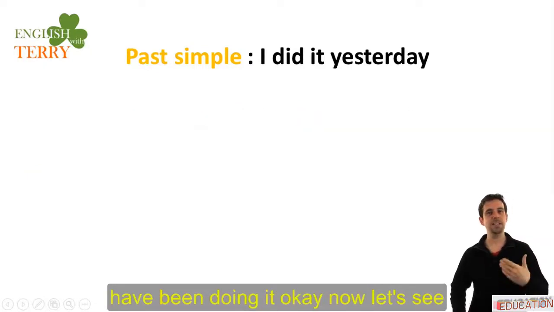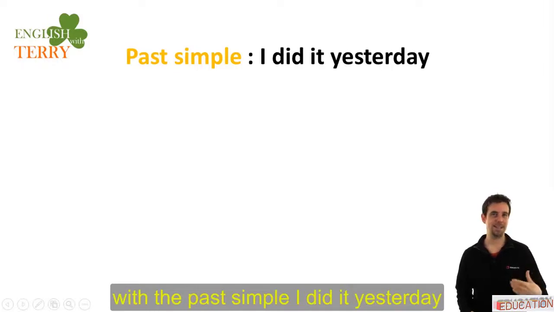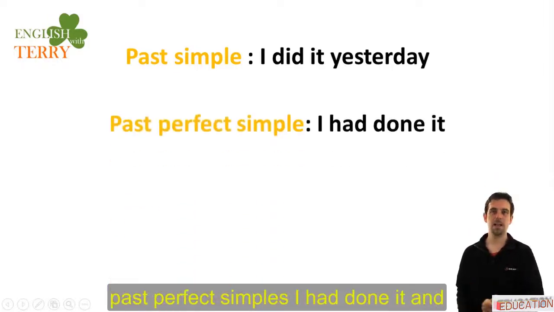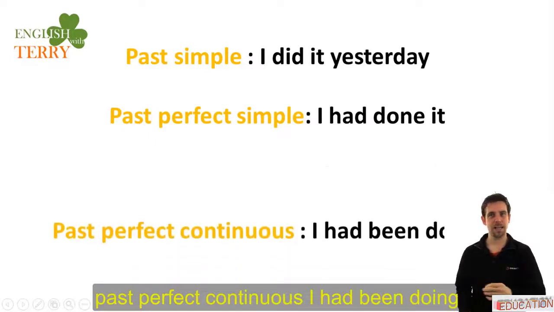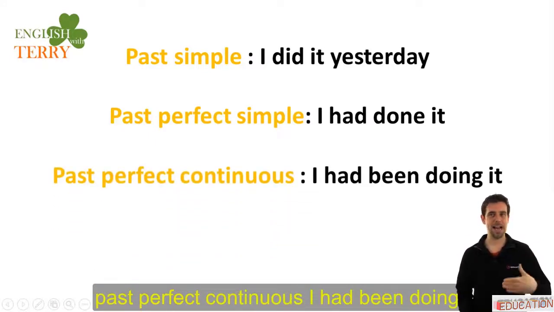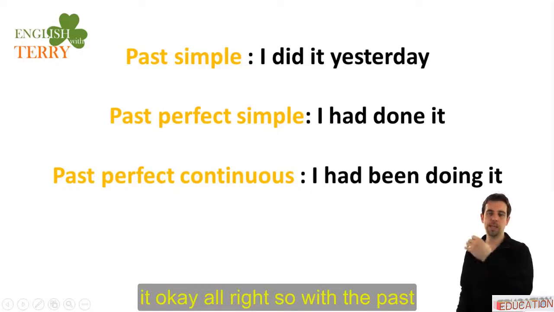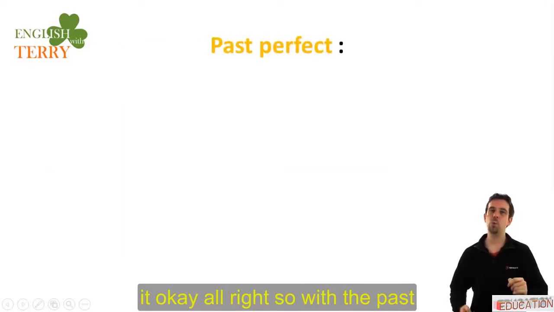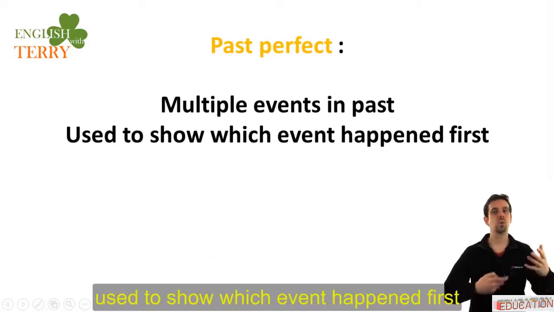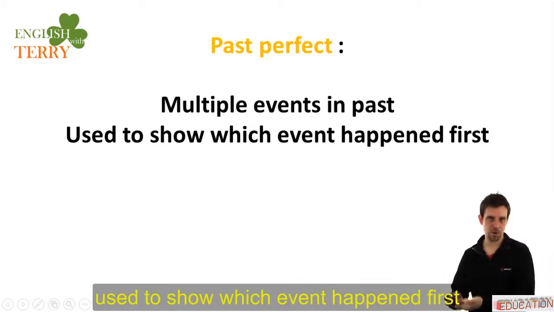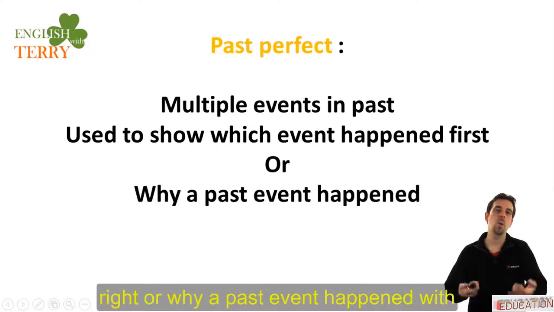Okay? Now let's see what the past simple is: I did it yesterday. Past perfect simple is I had done it. And past perfect continuous is I had been doing it. Okay? Alright. So with the past perfect, it's multiple events in the past used to show which event happened first, right? Or why a past event happened.